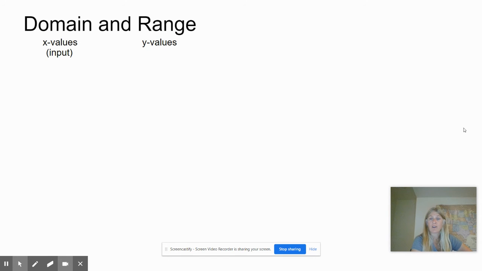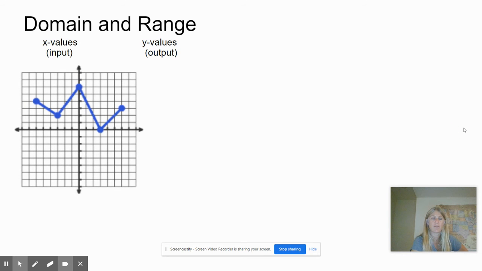Our x values are our input. It's what we plug into an equation. And we're going to be looking at how to do this with an equation next class. And our y values are our output values. What do we get as an answer when we plug x into our equation?